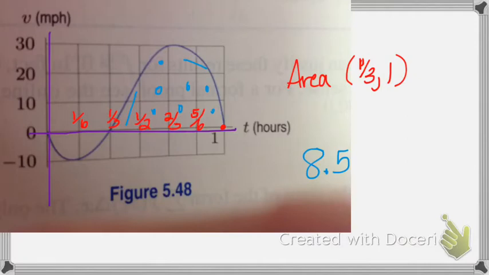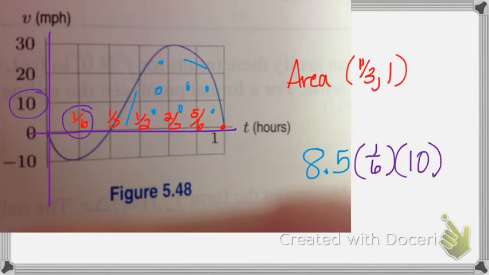On the last 3 problems, everything was going up by 1, so it was going over 1 and up 1. Well, here, we're going up by a sixth, and we're going up by 10. So you got to find the area of the box and multiply by how many boxes there are. So it would be 8.5 times a sixth times 10. And you get 14.166 or 7.